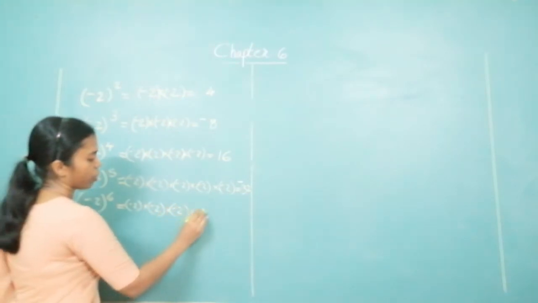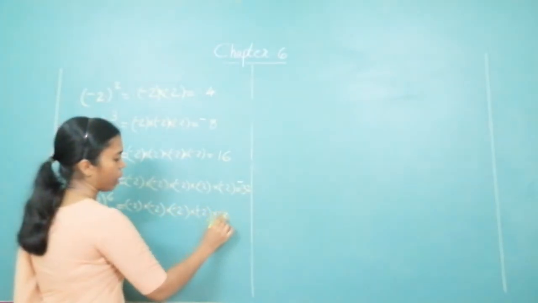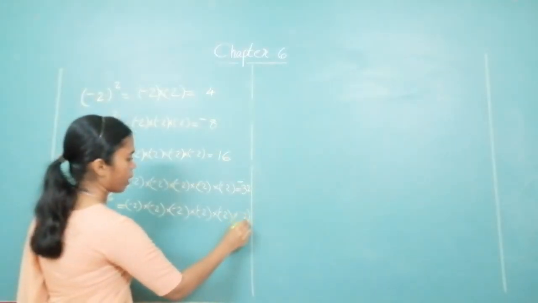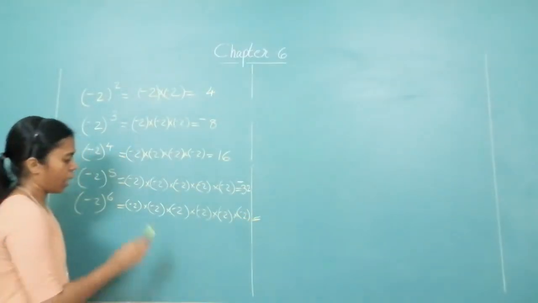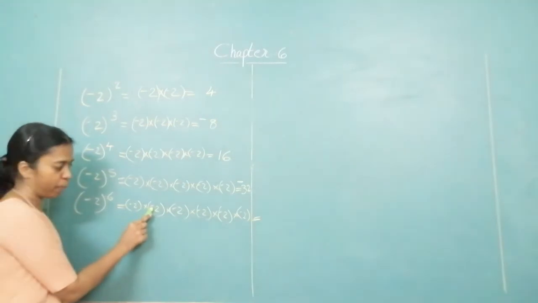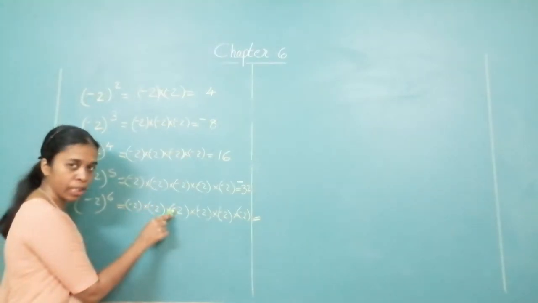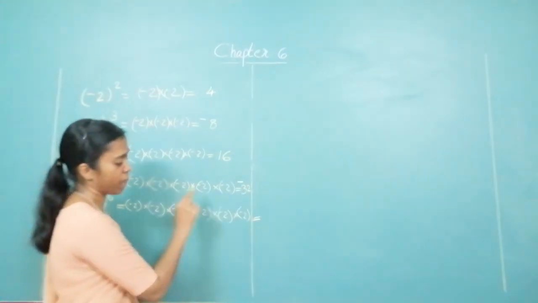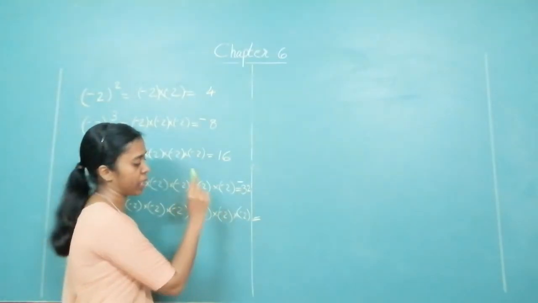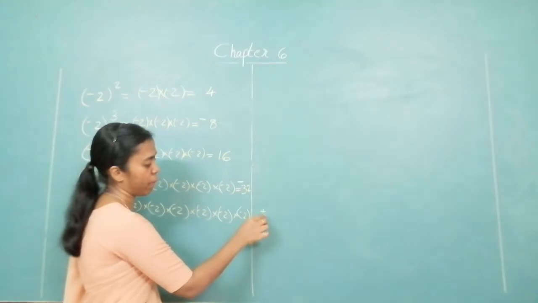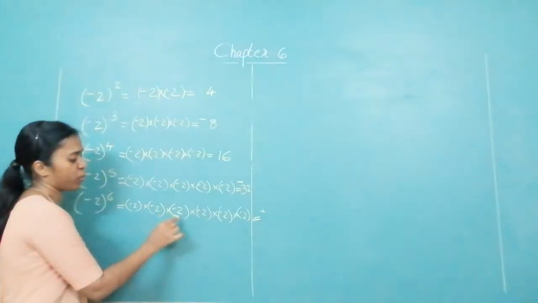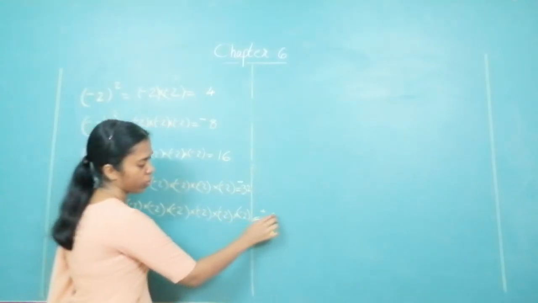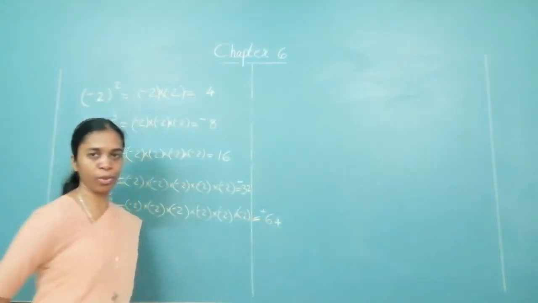Minus 2 into minus 2 into minus 2 into minus 2 equal to minus into minus plus, plus into minus minus, minus into minus plus, plus into minus minus, minus into minus plus. 2 twos are 4, 4 twos are 8, 8 twos are 16 into 2, 32 into 2 is 64.